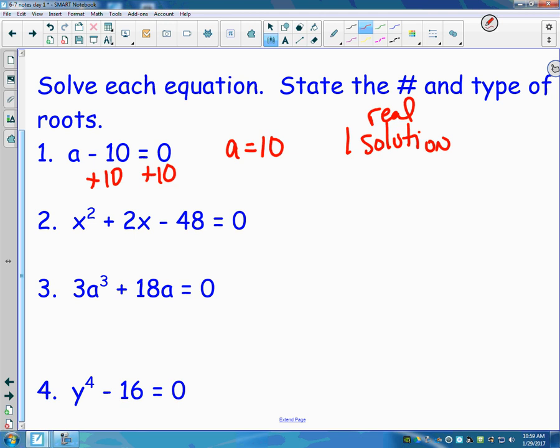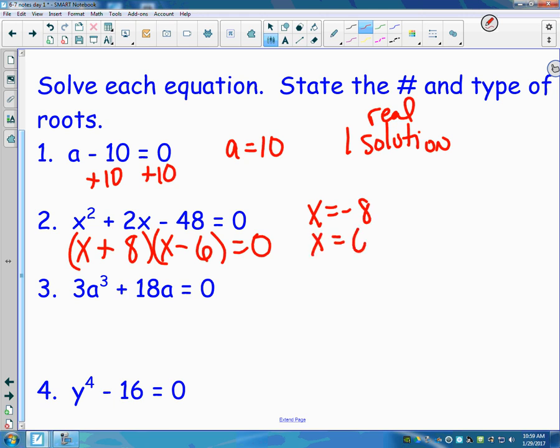Number 2, I could do the quadratic formula here, but I could also just factor this and say what multiplies to give me 48, that subtracts to give me 2. That would be 8 times 6. So I would want a positive 8 and a negative 6. So when I solve that, I would get x equals negative 8 and x equals 6. So that would be 2 real solutions.